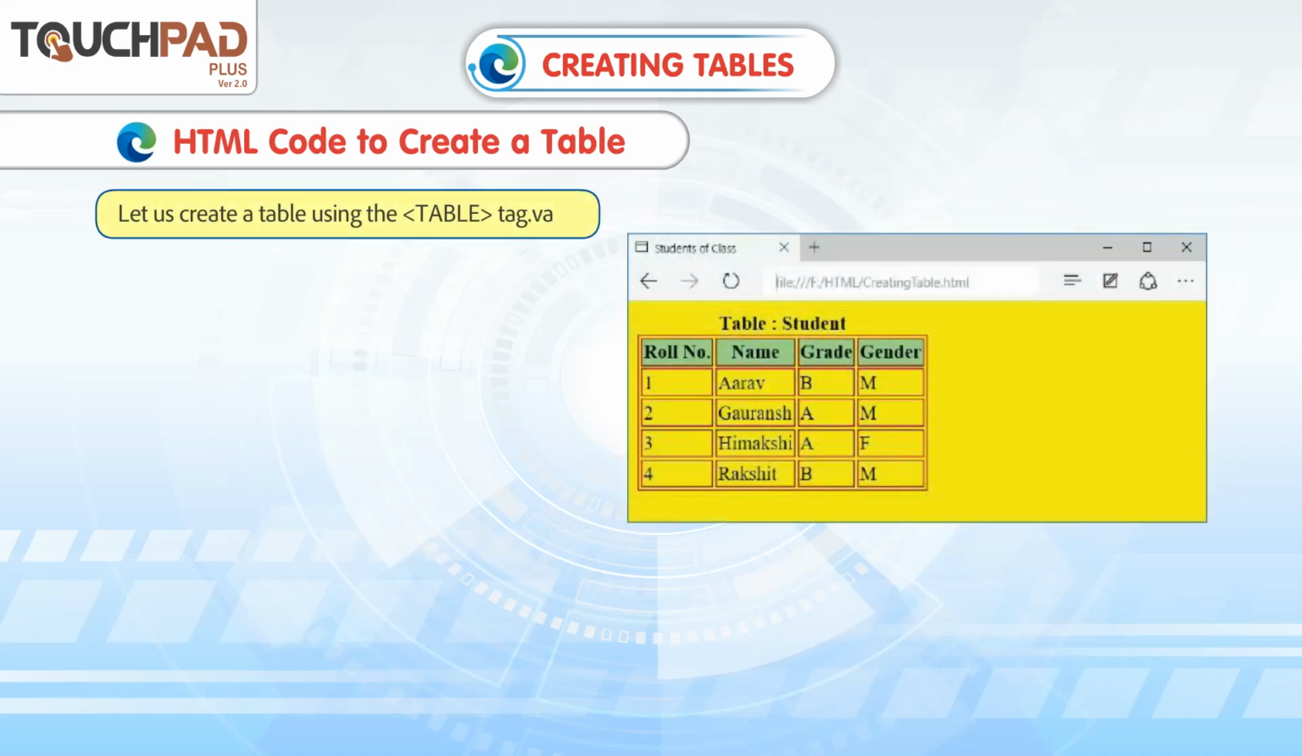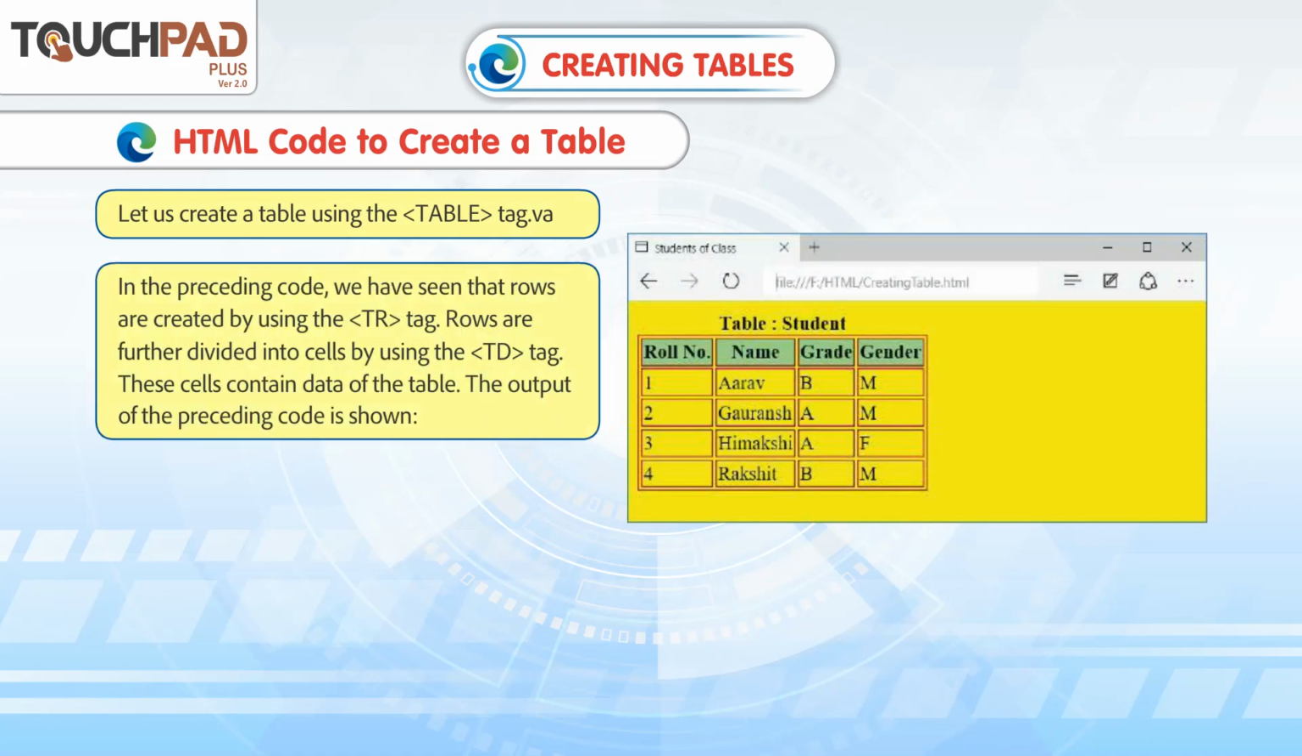HTML code to create a table. Let us create a table using the table tag. In the preceding code, we have seen that rows are created by using the TR tag. Rows are further divided into cells by using the TD tag. These cells contain data of the table. The output of the preceding code is shown.